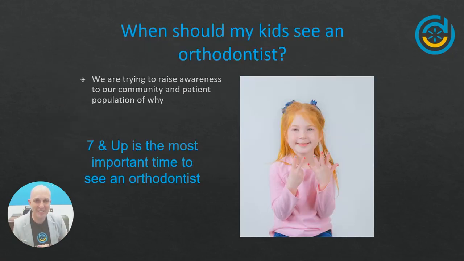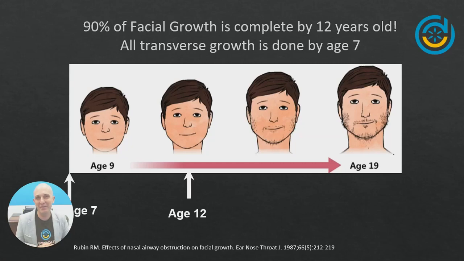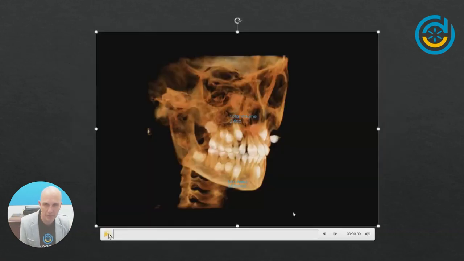So when should my kids see an orthodontist? The short answer is 7 years and up. Now why is that? It's related to facial growth. In the big picture, 90% of all facial growth is done by age 12. And by age 7, you're no longer growing wider or in the transverse direction. So therefore, around age 7 is when it's ideal to look at, do we need expansion or expanders in that dimension?